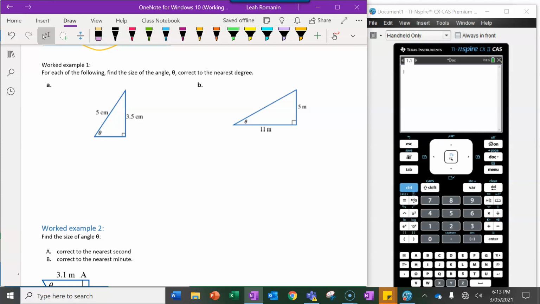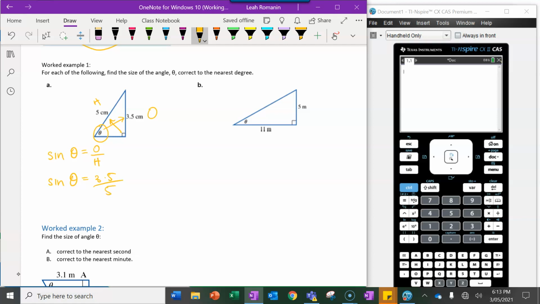So looking at A, we have this triangle here. My 5 is the hypotenuse, and I know because it's opposite the right angle. Now, in terms of this theta here, the 3.5 is opposite. So because I've got opposite and hypotenuse, I'm going to be using sine. So sine theta is equal to opposite over hypotenuse. I'm going to substitute in my values. So sine of theta is equal to 3.5 over 5.